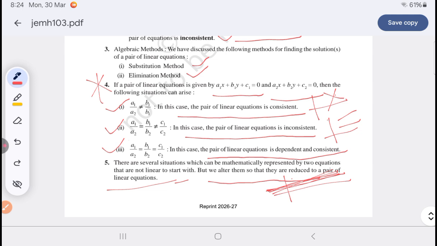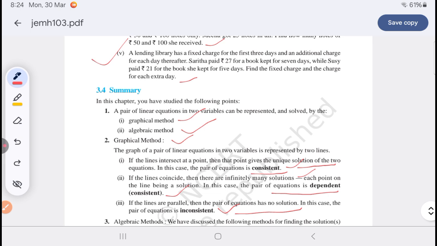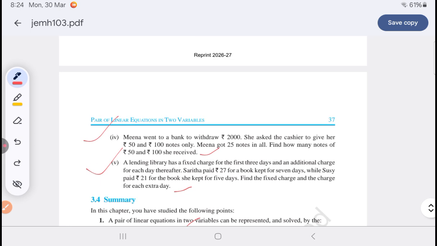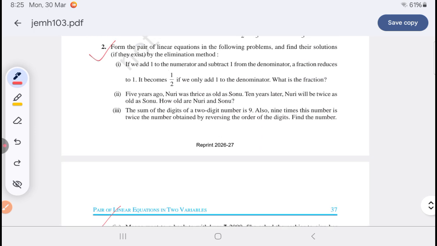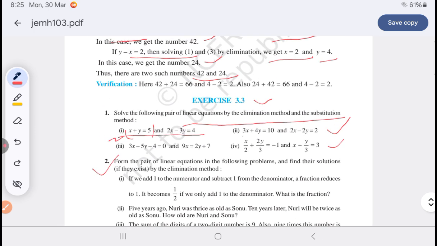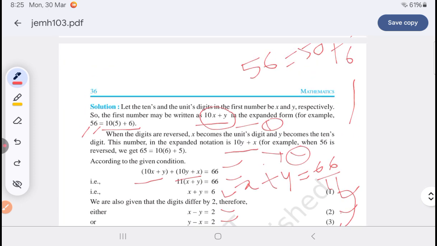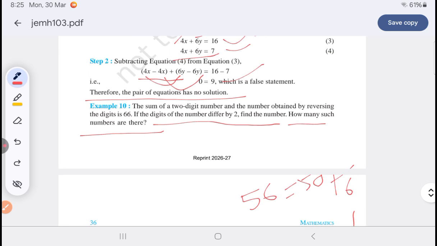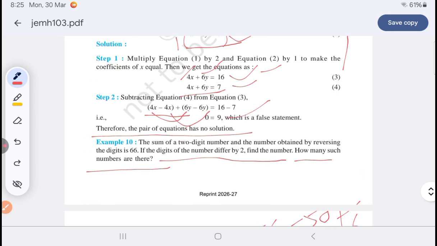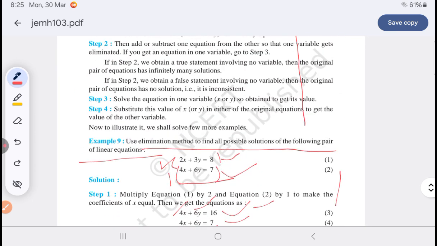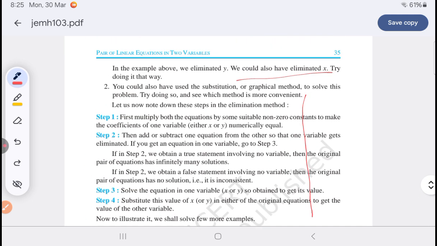So refer to the previous year questions and solve them. These are similar to the examples given in this chapter. Before solving any exercise, you have to clearly understand the concept, and then do the examples and understand the concepts. So mainly only three things: you have to represent the equations graphically, and you can solve the equations by substitution method or elimination method.